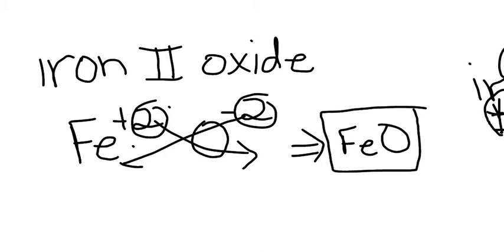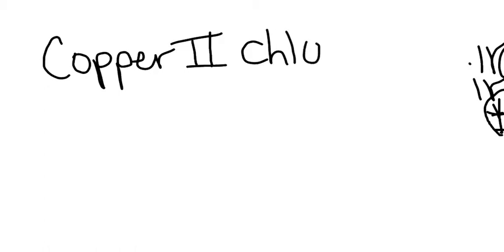A very different formula. So iron 2 oxide and iron 3 oxide are 2 different compounds, different colors, different properties, everything about them is different, and that's why they have different names. So I'm going to give you a few examples to practice. I'm going to give you copper 2 chloride.